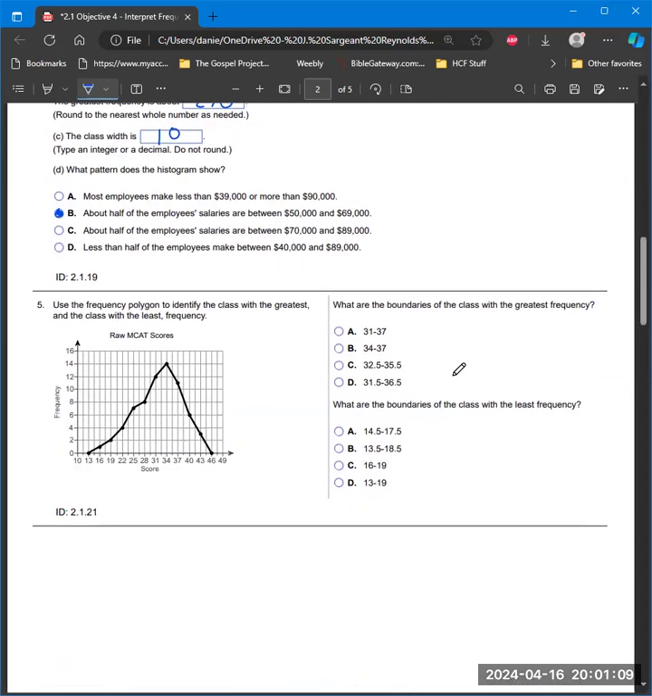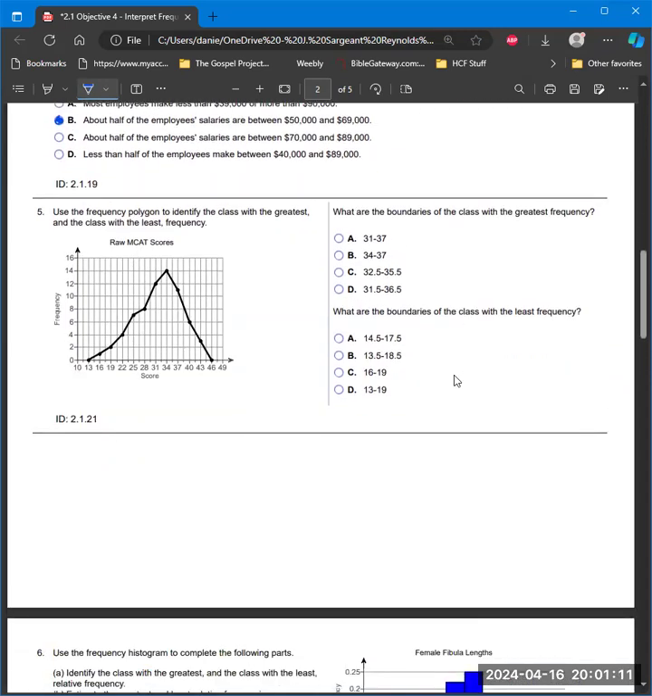Right? Now let's go ahead and use the frequency polygon here to identify the class with the greatest and the class with the least frequency. We're going to ignore these endpoints. They're not really part of one of my classes. We kind of go back a class and forward a class and make it touch the x-axis, but they're not important for us to find greatest and least frequencies.